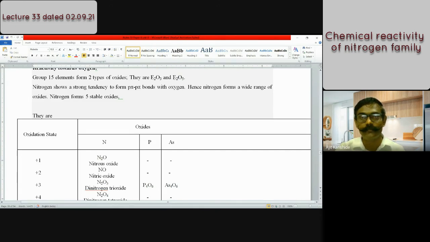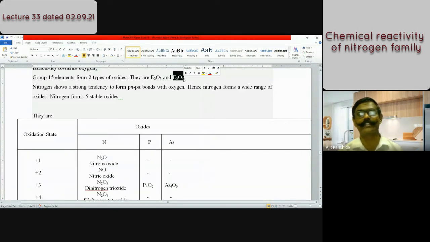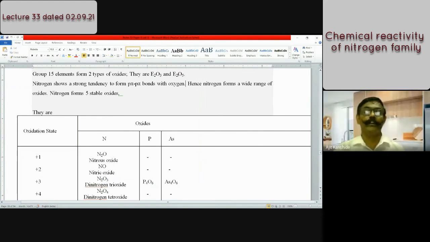Another possibility: suppose E2O5. Now I want the answer from you. What can be the charge on E in E2O5? +5. Yes. Last one more answer I want. +5. Okay, fine. See, the charge on oxygen is calculated as -10, to balance that +10 on 2E. So charge on E will be +5.